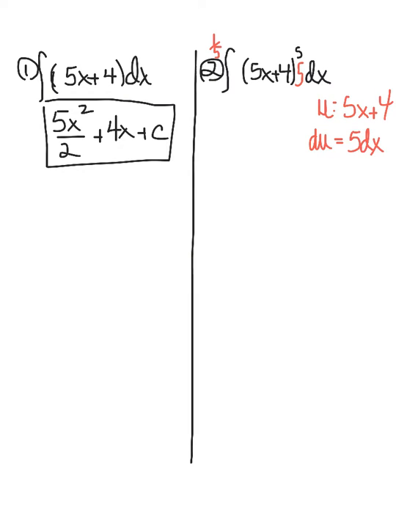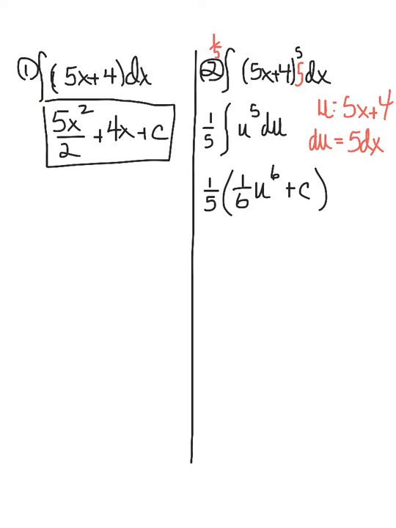So what that's going to give us is 1/5 the integral of u to the 5th du. Okay, good so far? Now we're just going to integrate this. So let's bring down that 1/5, and we're just going to integrate u to the 5th like it was an x. That would be 1/6 u to the 6th plus c. Do you see that? We are just treating this as if it was an x to the 5th. That would become x to the 6th, divided by 6, which is where that 1/6 is coming from.